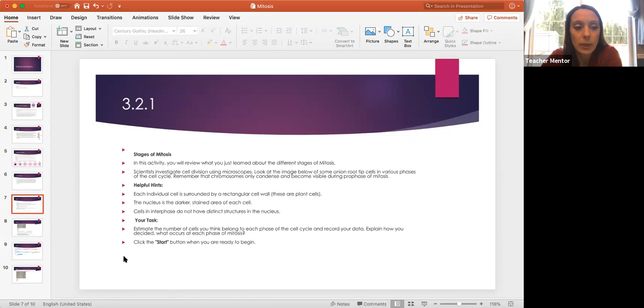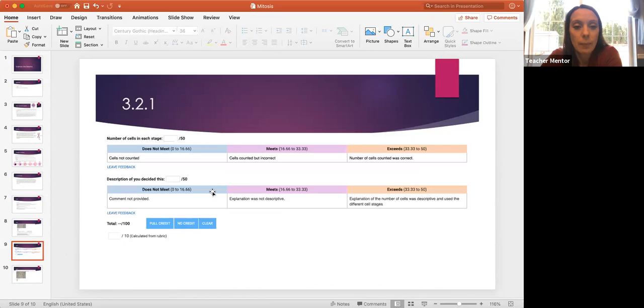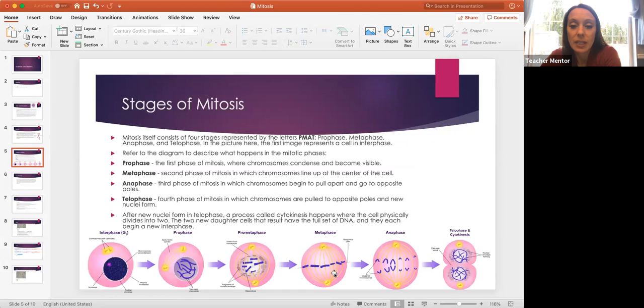We're going to get to the rubric here. Let me show you this rubric, okay? So here it's broken down into two parts. What they want you to do is estimate the number of cells in each phase. So number of cells in each phase. Okay, cells not counted. Cells counted were incorrect. Number of cells counted was correct. Now, again, we're talking about estimates, so there's not going to be an exact definite number here. The goal is, can you look at an image and decide which phase these cells are in, based off using the images and knowing what happens in each one of the phases, okay?